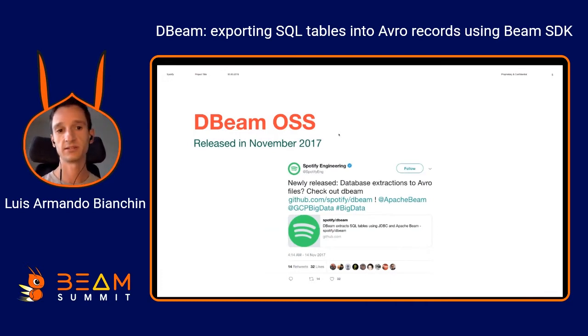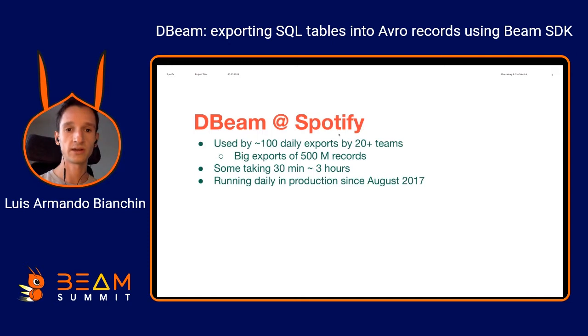And as I said, it was released as open source in November 2017. So we've been running it in production for quite some time. At Spotify, today about 20 different teams use DBeam in about 100 daily exports. And some of the biggest exports would export 500 million records every day. And these bigger exports would take around 30 minutes to 3 hours. But there are also very small exports taking like 3-5 minutes with small data. And we've been running this daily in production since August 2017.